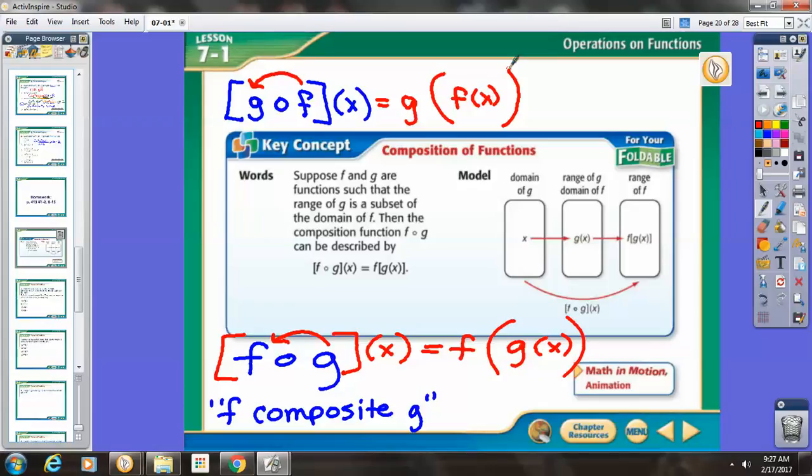When we do compositions, we read them backwards. We read right to left. So f composite g, again, means we're going to take the g function and we're going to put it into the f function. G composite f, we're going to start with the f function and we're going to put that into the g.